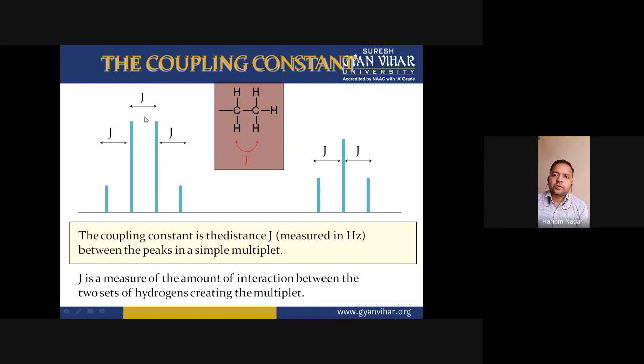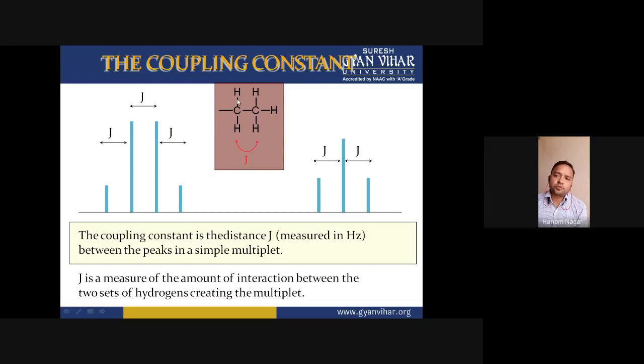So suppose we consider that there is the signal for CS2 protons. For these two protons attached with this carbon, only one signal appears because these are chemically equivalent protons. So for these protons, only one peak will appear in the signal. If there is no interaction of these protons with these three protons, then only one peak will appear here, not the four peaks.